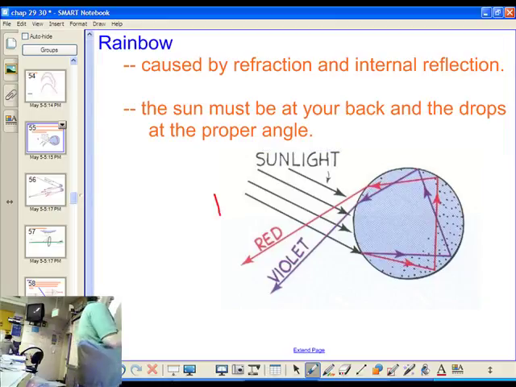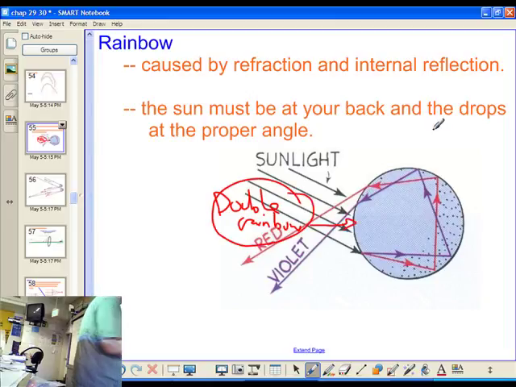Let's ignore this. This would be more of a. I don't know that I remember. Rainbow? Let's ignore this for a while. We'll come back. We'll come back to this one. Ignore that one. That's a double rainbow. But rainbows. Rainbows. Shh. Rainbows.